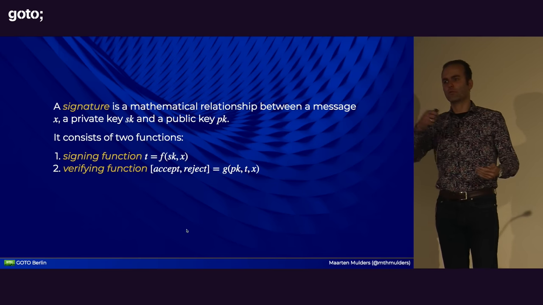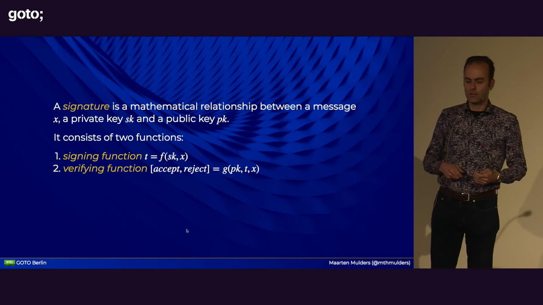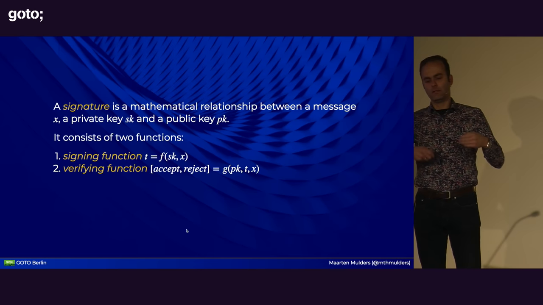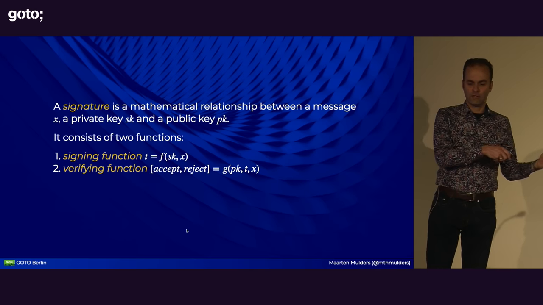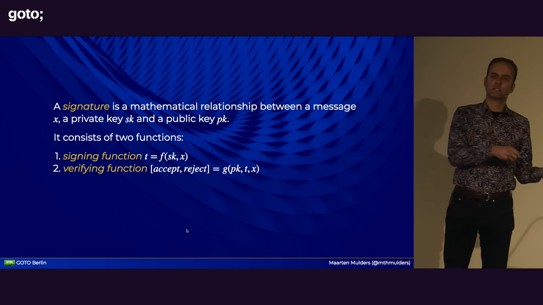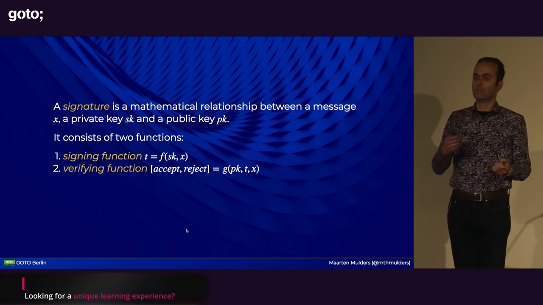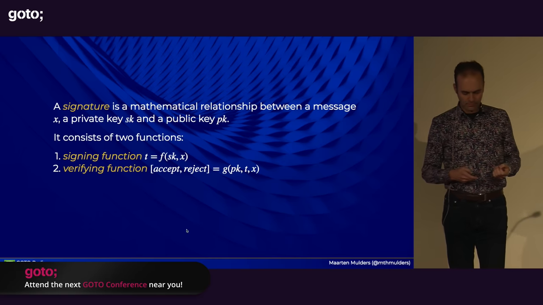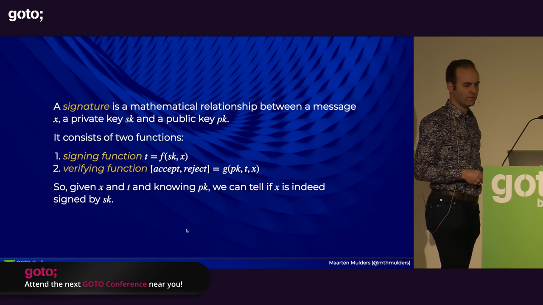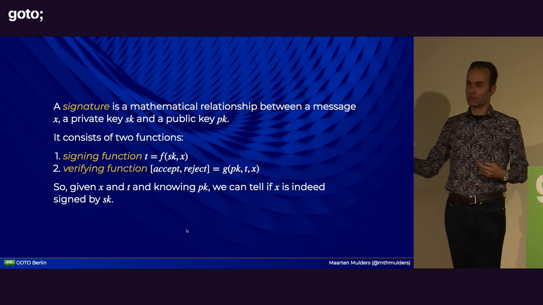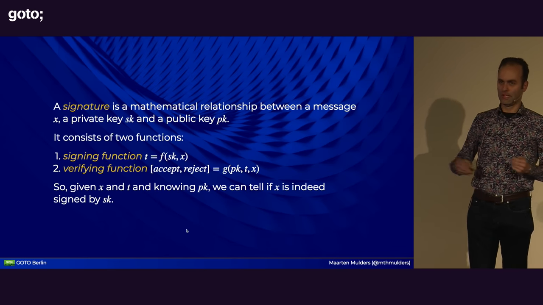Now, if you want to verify the authenticity of the document, you invoke the verifying function using the public key, the value of T that I have calculated using the signing function, and the original message, and you get back either an accept or a reject, which tells you, yes, this document was indeed signed by Maarten, or it was not. So if you have a message and you have a public key and you have a signature, you can check whether they belong together.